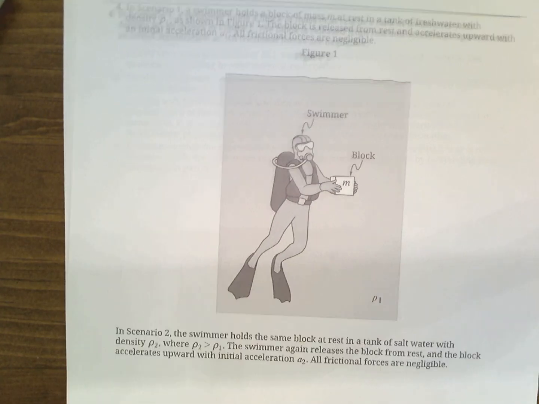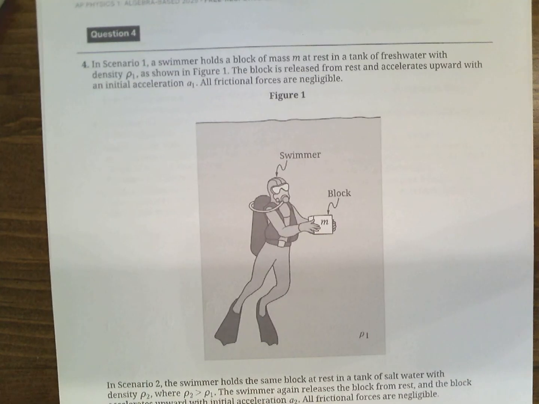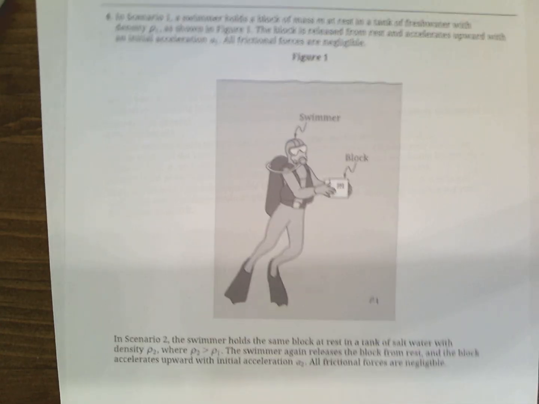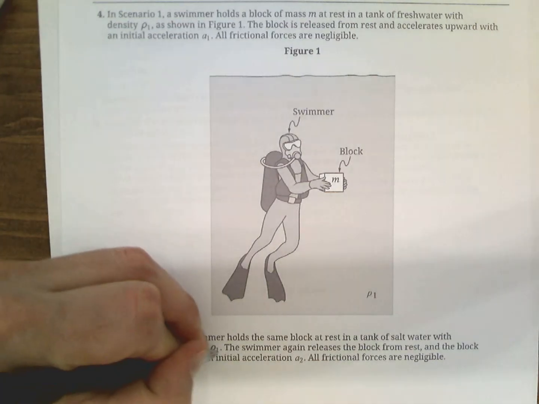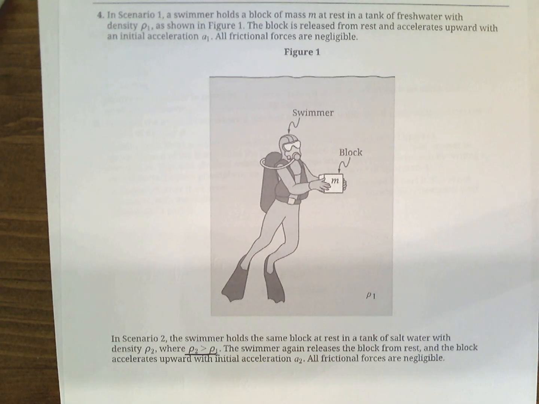And it looks like from this diver here, it's a fluids question. We have a swimmer holding a block of mass m in a tank of fresh water with density rho 1. The block's released from rest and accelerates upward with initial acceleration a1. All frictional forces, drag, and whatnot are negligible. In scenario 2, the swimmer holds the same block in a tank of salt water where the density rho 2 is greater than rho 1. Releases the block from rest, and the block accelerates upward with the initial acceleration a2. All friction forces are negligible.